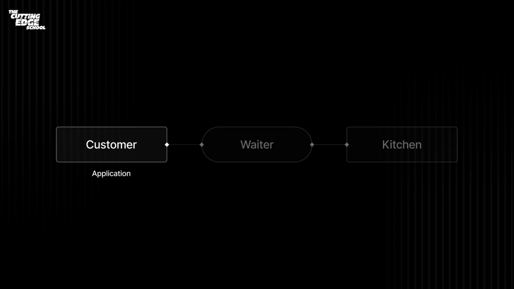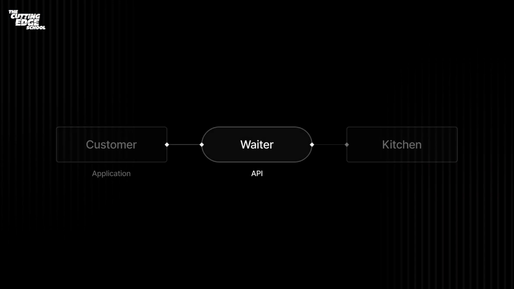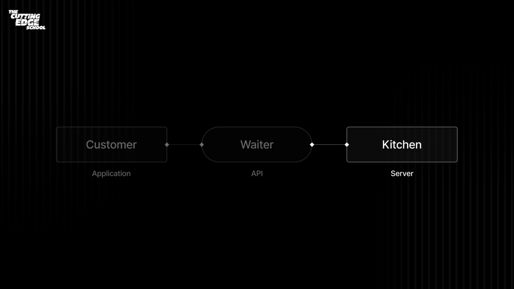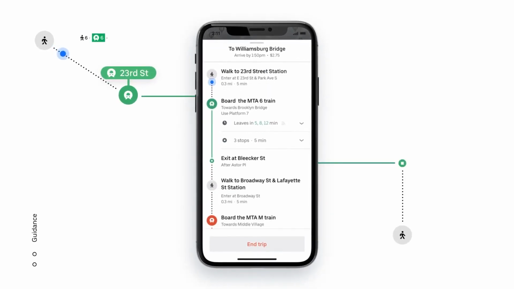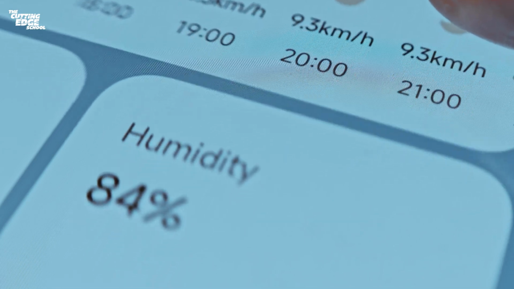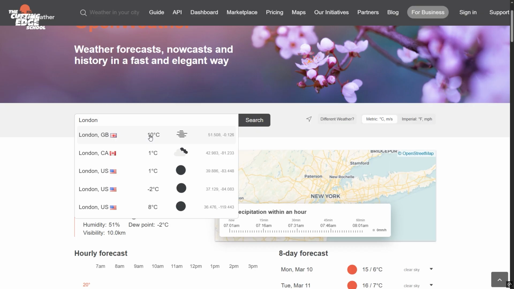In our case, the customer is an application that wants some data. The waiter is our API. The kitchen is a server that will give all of the data that the customer wants. You might not believe me, but you have been using APIs on your phone since a very long time. All cab booking apps like Uber use Google Maps API to display their maps and calculate distances. The weather app on your phone uses APIs to get live weather data from platforms like OpenWeather.